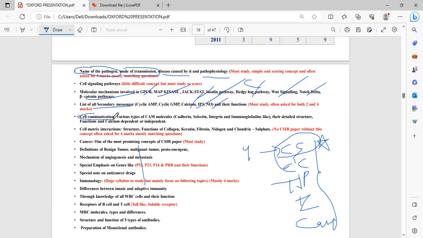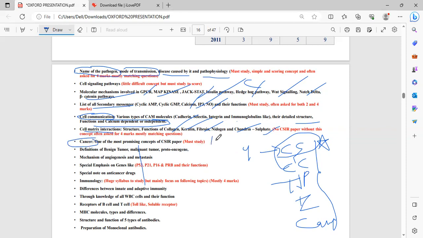Coming to cell communication. In this cell communication, first of all, various types of CAM molecules and also their detailed structure we have to study. And next, functions and calcium dependent or independent molecules. Next, cell matrix interactions. Structure and function of collagen, keratin, fibrogen, nidogen, chondroitin sulfate.